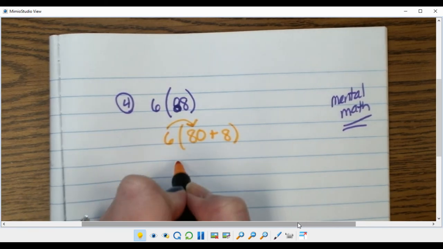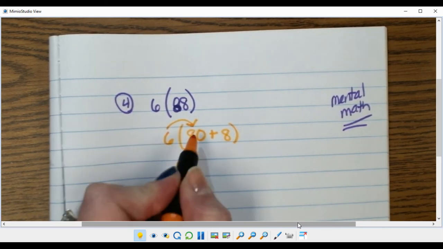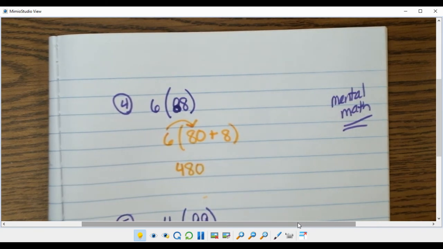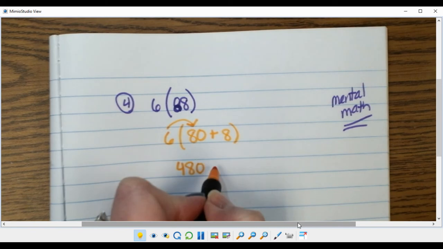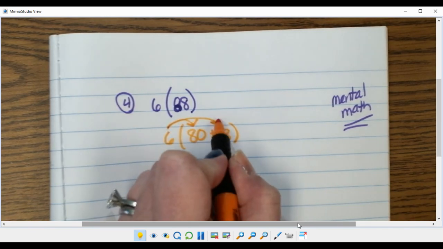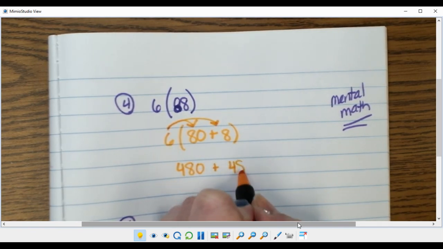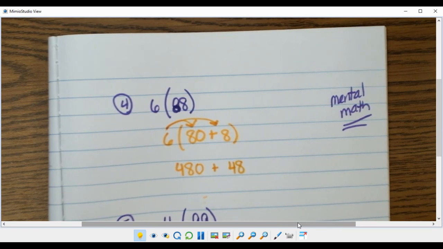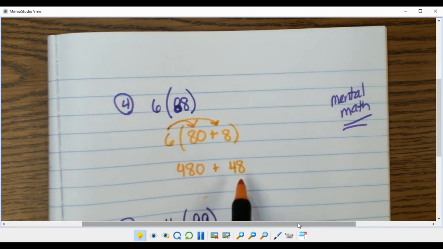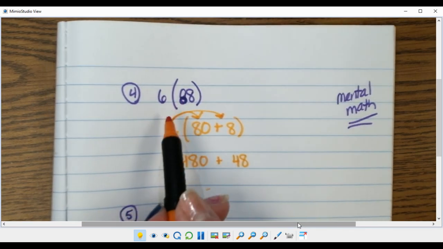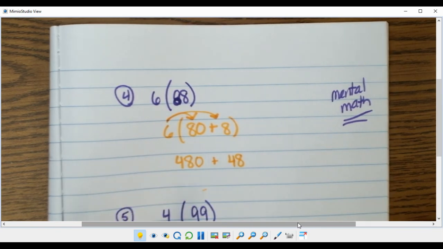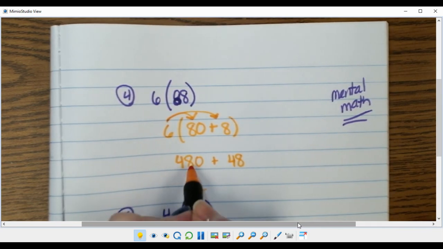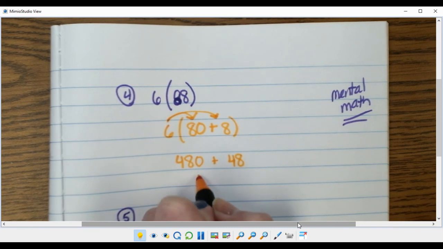6 times 8 is 48. And this one had an extra 0. So 6 times 80 is 480. Keep the plus. 6 times 8 is 48. I'm much more able to add these in my head than I was to multiply 6 times 88. Yikes. So this is going to go 80 plus 40 is 120. So this is going to go up to 528.